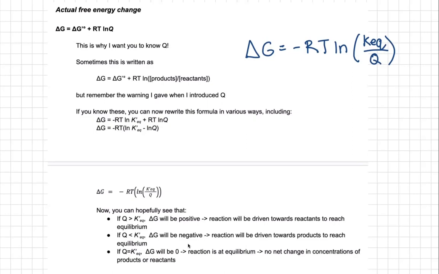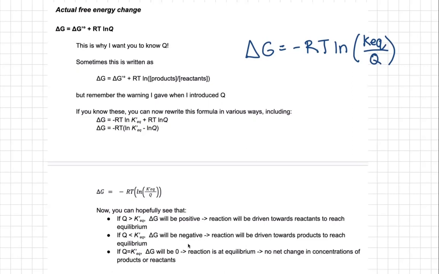And I love looking at it this way because this is a reminder that it's really that ratio between the Keq and the Q that's going to directly influence the delta G. So if your Q is equal to Keq, you're at equilibrium. And if you're at equilibrium, then your delta G is 0. There's no drive to do anything. So if we had things at equilibrium, nothing would happen in our cells.